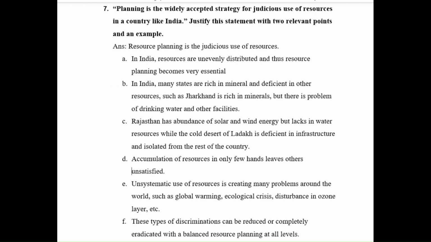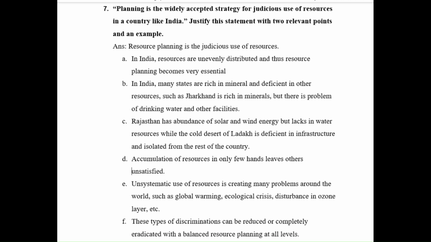7. Planning is the widely accepted strategy for judicious use of resources in a country like India. Justify this statement with two relevant points and an example. Answer. Resource planning is the judicious use of resources. A. In India, resources are unevenly distributed and thus resource planning becomes very essential. B. In India, many states are rich in minerals and deficient in other resources, such as Jharkhand is rich in minerals, but there is a problem of drinking water and other facilities.